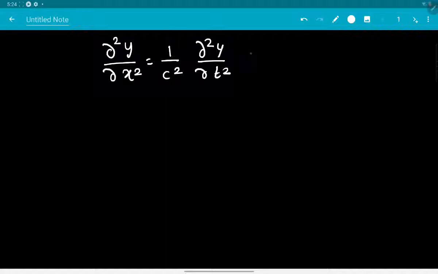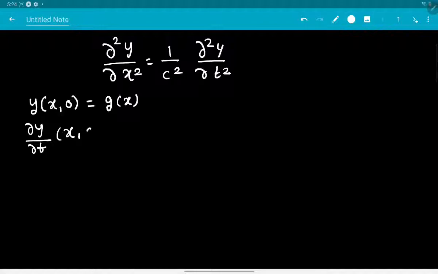We also have seen that there are two initial conditions and two boundary conditions. Initial conditions are specified for all x values but at time t equal to 0. So y at all x and 0 we specified to be equal to g of x, and the derivative of y with respect to time, that is the velocity, we specified also for all x values at time t equal to 0, and which was equal to f of x, some other function.